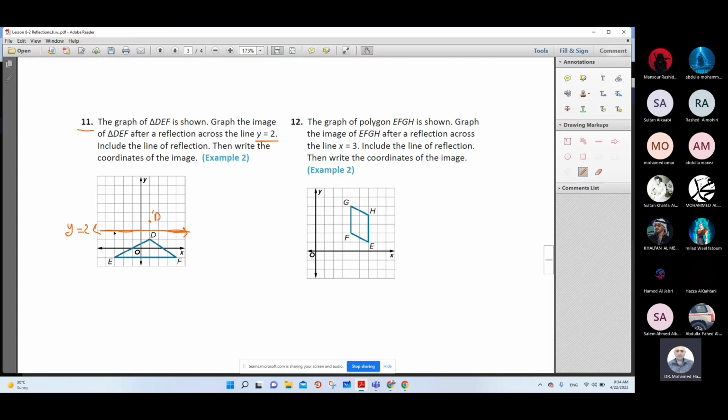From E to the line, we have 1, 2, 3. So count 1, 2, 3. This is E prime. And here 1, 2, 3. So count 1, 2, 3. So this is F prime.